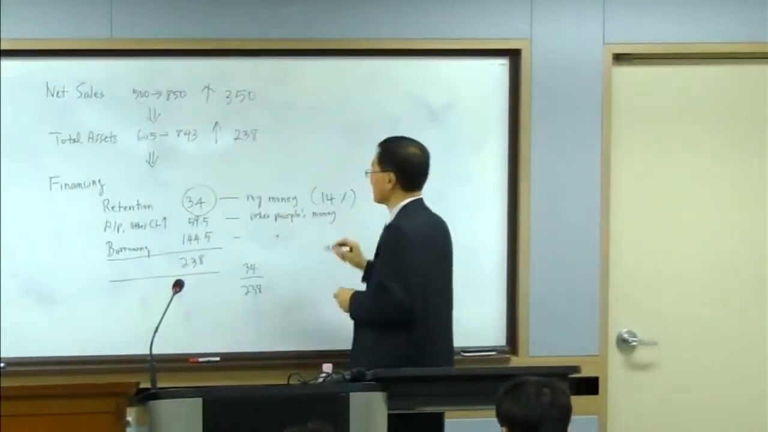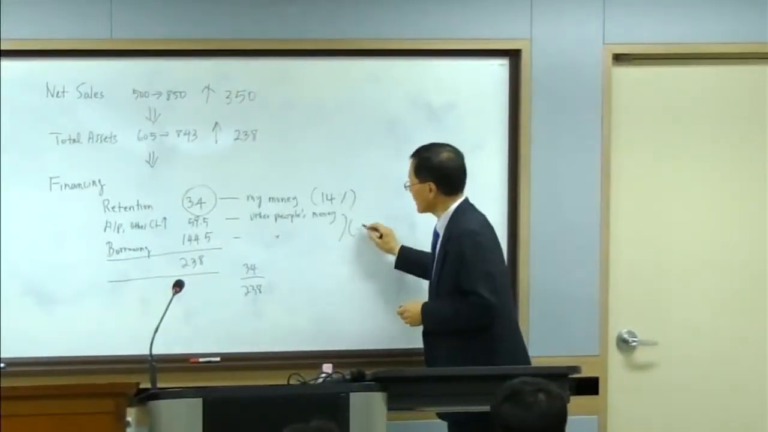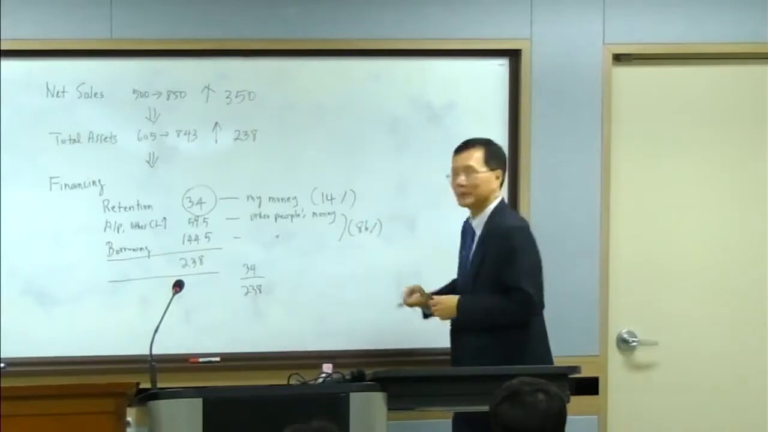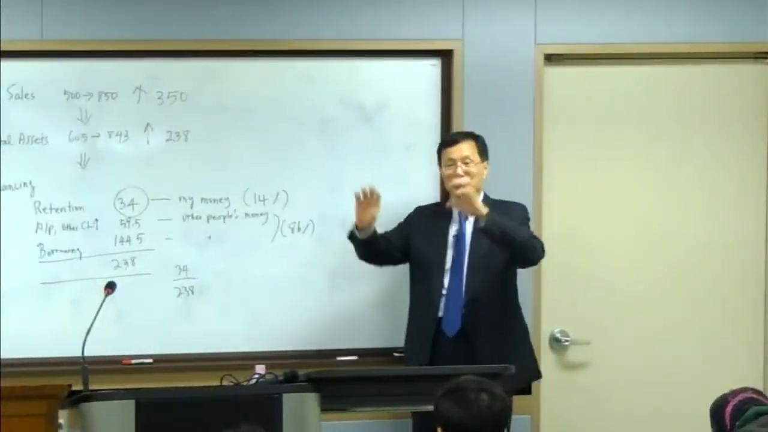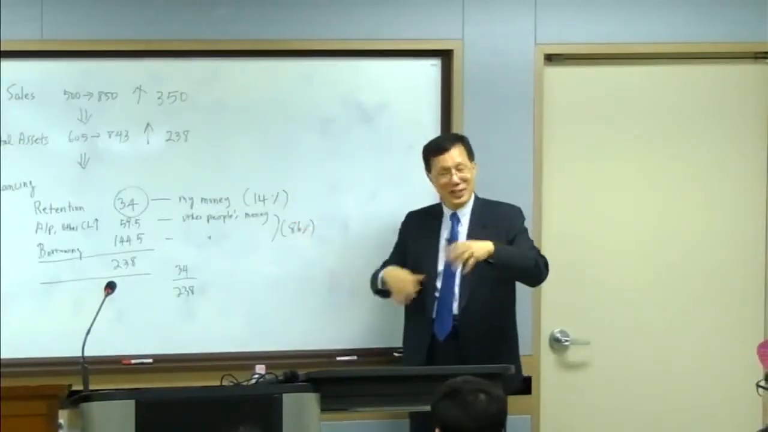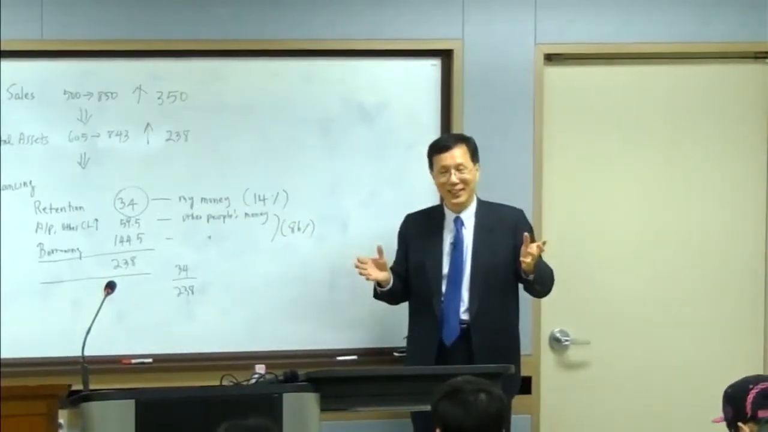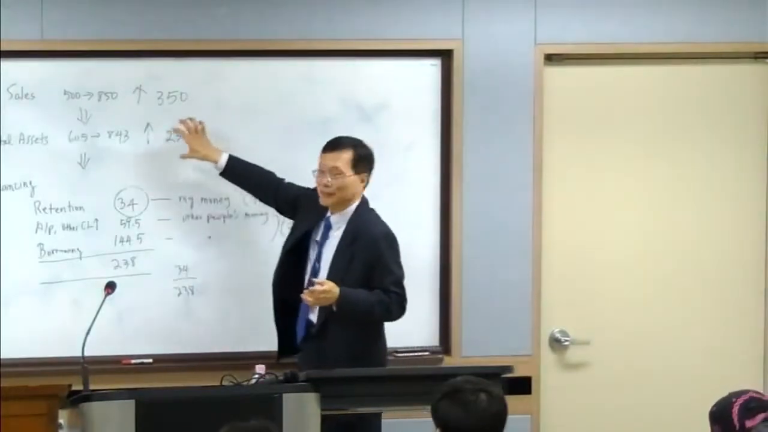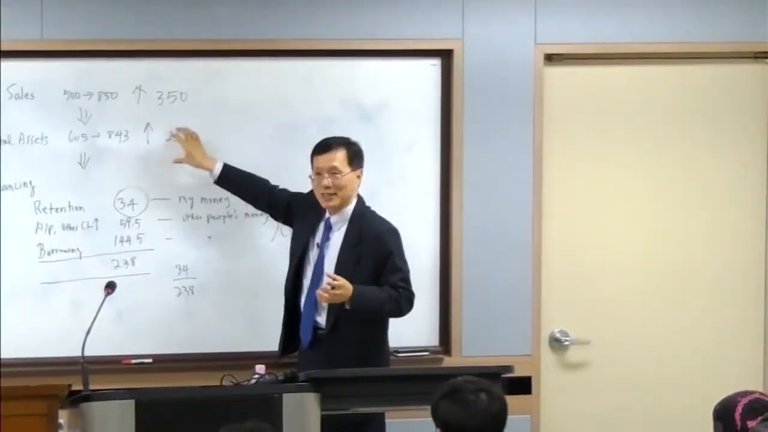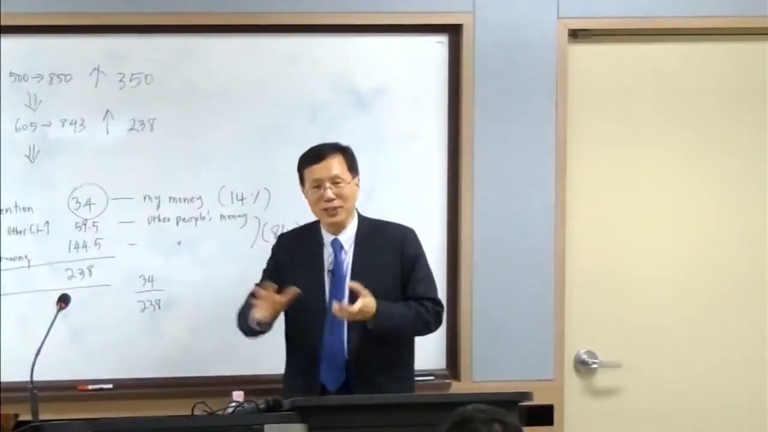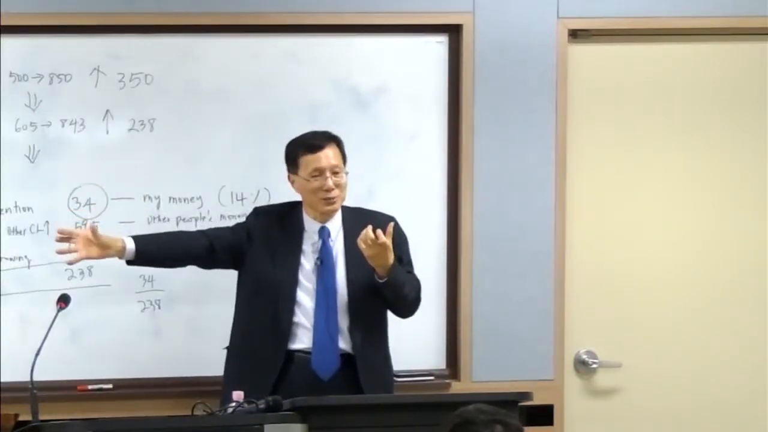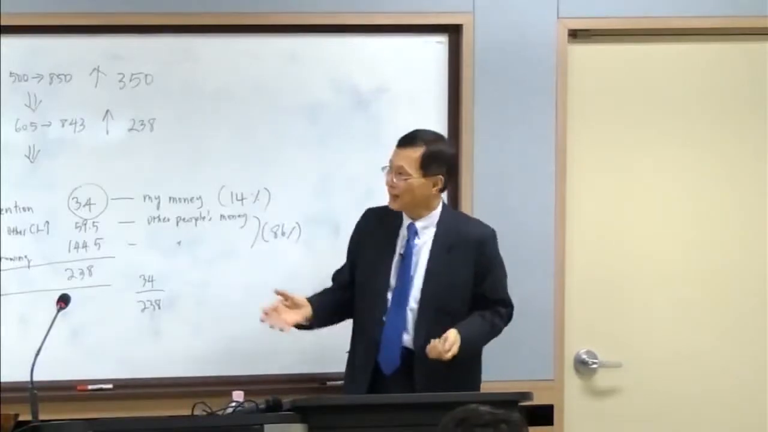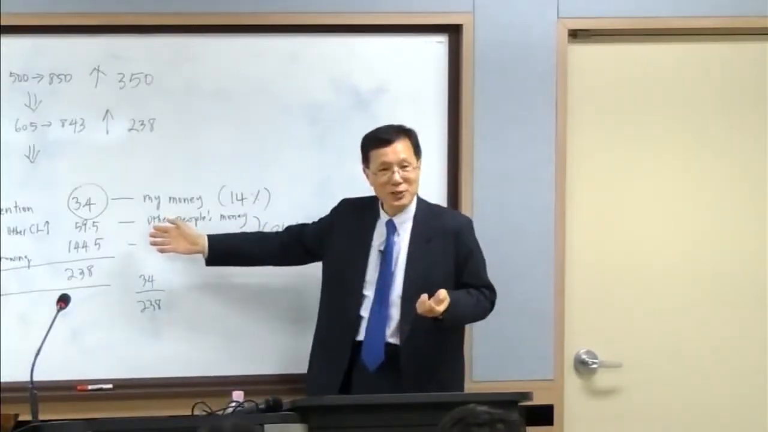14%. And 86% are someone else's money. My money versus someone else's money. It's 14 versus 86. Additional 238 is financed with 14% my money and 7 times of someone else's money. Obviously, that's why debt ratio has gone up.